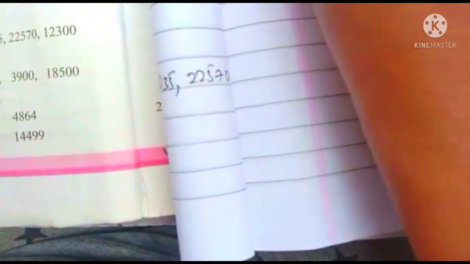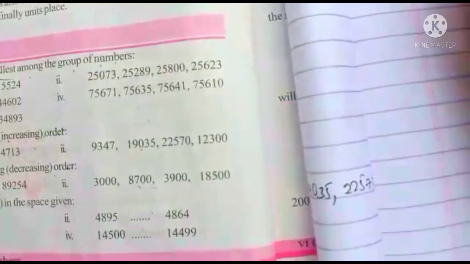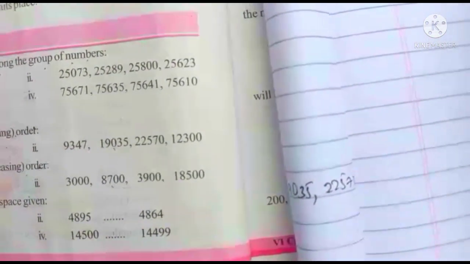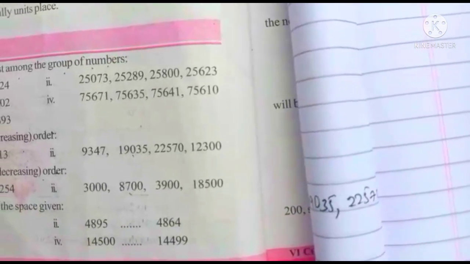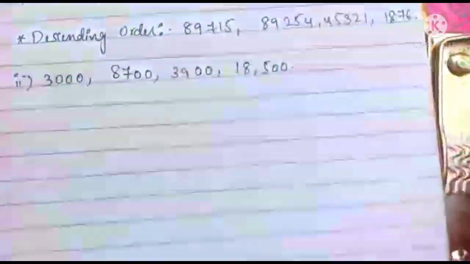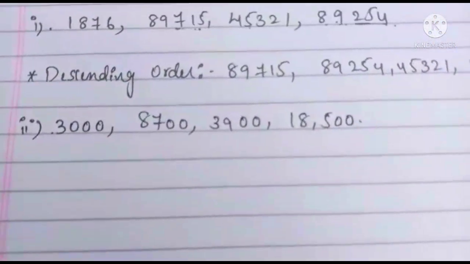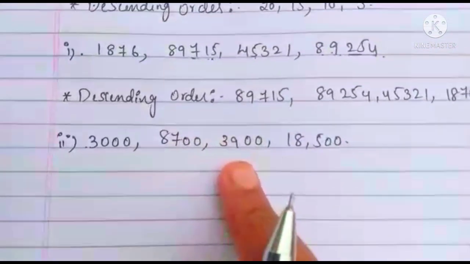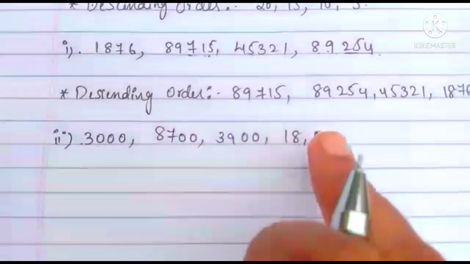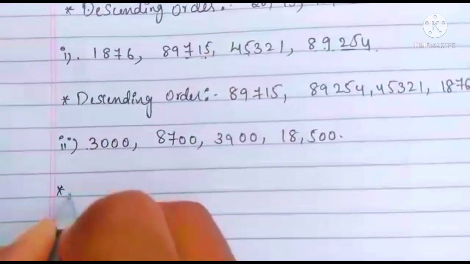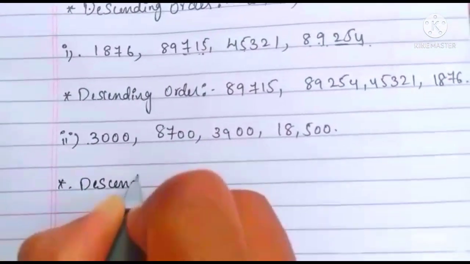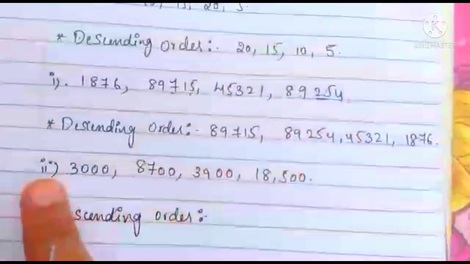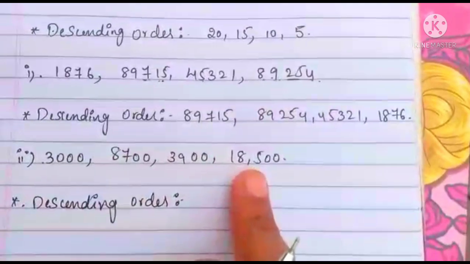Okay, next, second one: 3,000, 8,700, 3,900, 18,500. You see here, already I wrote here 3,000, 8,700, 3,900, 18,500. So here what do we have to write? Descending order. We have to arrange into descending order. Which one is the largest number?